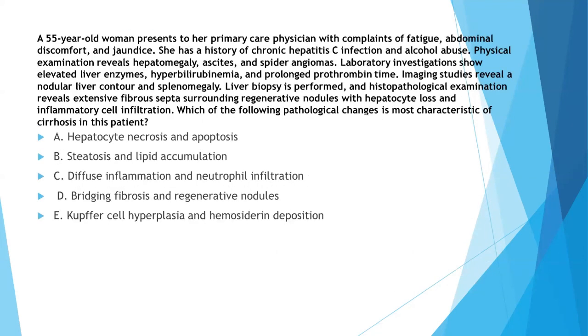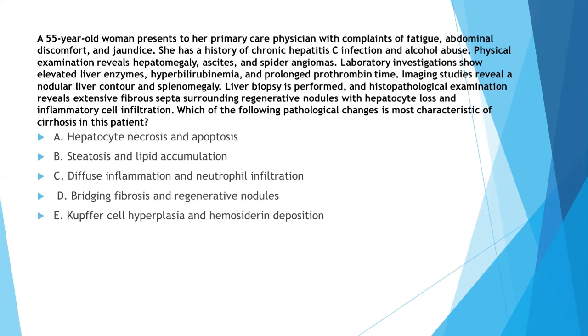Now, one more question before we finish. Which of the following pathological changes is most likely characteristic of the cirrhosis in this patient? A 55-year-old woman presents to her primary care physician with complaints of fatigue, abdominal discomfort, and jaundice. She has a history of chronic hepatitis C infection and alcohol abuse. Physical examination reveals hepatomegaly, ascites, and spider angiomas. Lab investigation shows elevated liver enzymes, hyperbilirubinemia, and prolonged prothrombin time. Imaging studies reveal a nodular liver contour and splenomegaly.